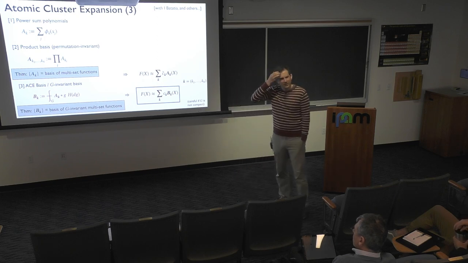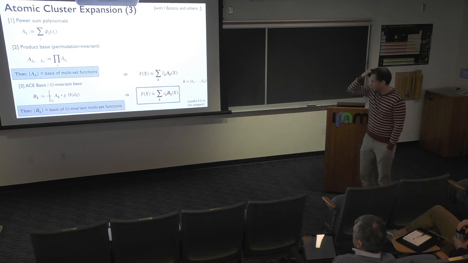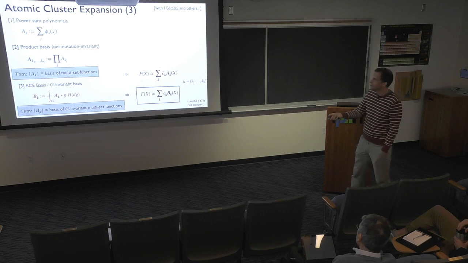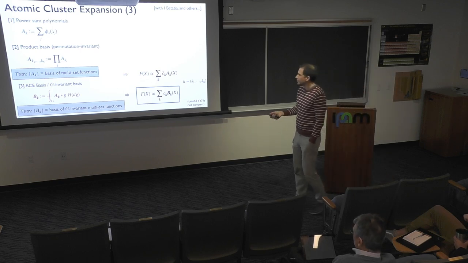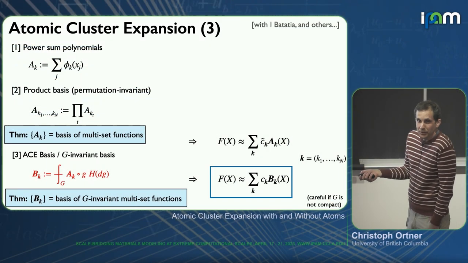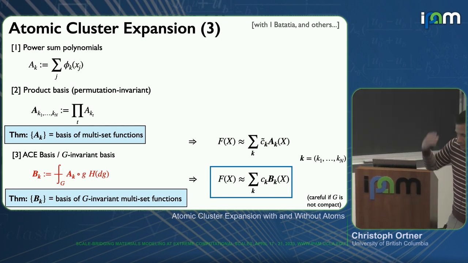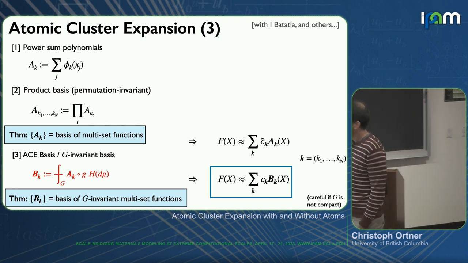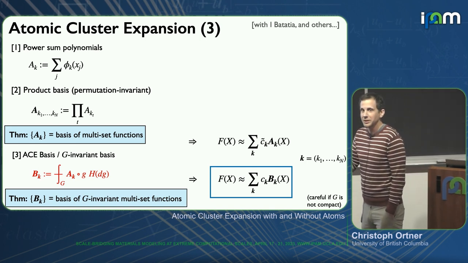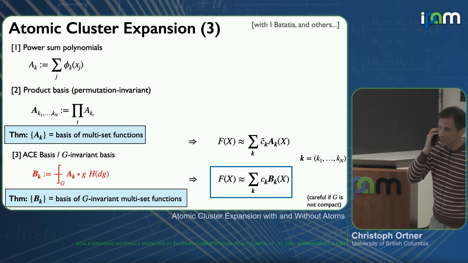Okay, now you don't want to do this because you don't want to compute this integral, right? And I'll say in a second how that works. But let's assume for a second you can compute this integral. Then it's actually really easy to show that this gives you a basis of G invariant, group invariant multiset functions. So now you end up with something where you can write linear representations of any group invariant multiset function to within arbitrary accuracy, which is really quite nice. I like the linearity especially.